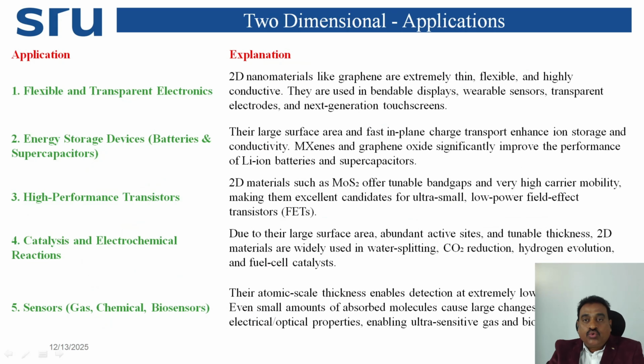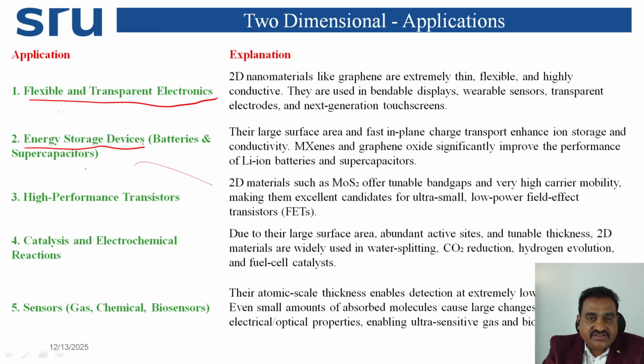So, coming to two-dimensional nanomaterials applications. Two-dimensional nanomaterials can be observed in flexible and transparent electronics. Two-dimensional nanomaterials like graphene are extremely thin, flexible, and highly conductive. They are used in bendable displays, wearable sensors, transparent electrodes, and next generation touch screens.